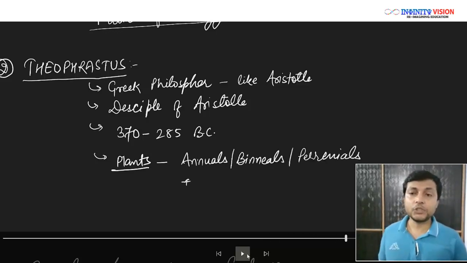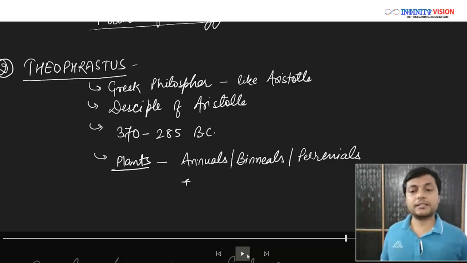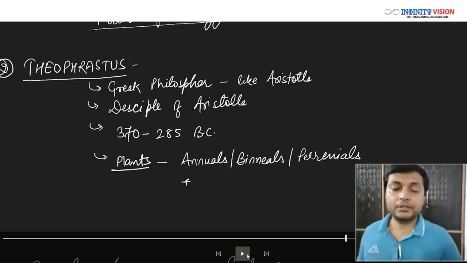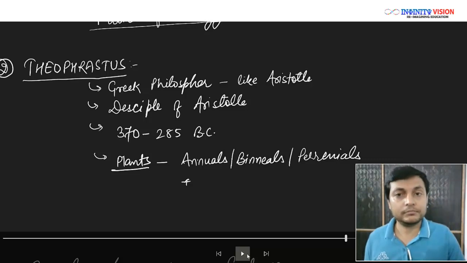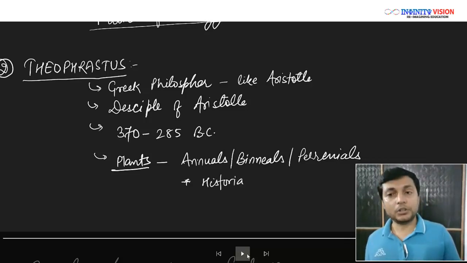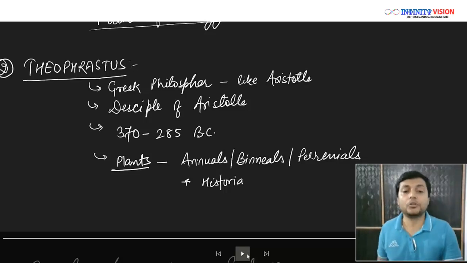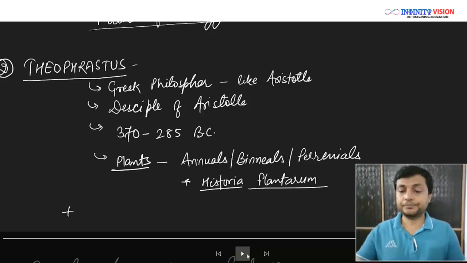So just like his teacher, Theophrastus carried out the legacy of his teacher and classified plants into annuals, biennials, and perennials. And this is on the basis of the lifespan of the plant. Great. And that's why Theophrastus is regarded as father of botany. Now, this whole thing he documented and he published in a book called Historia Plantarum. याद रखिएगा इसको, Historia Plantarum.